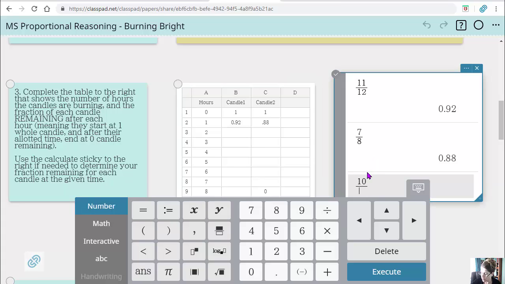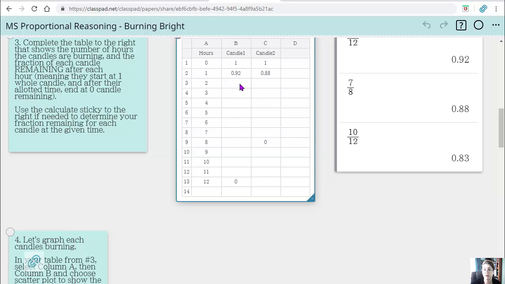So they're going to fill out the table, use the calculator, however that works for them, and record everything. I'm going to pause for a moment to finish filling out the table, and then I'll come back. All right, so we're back.